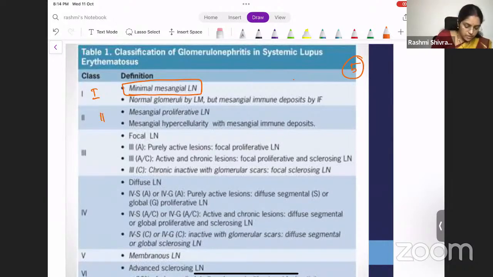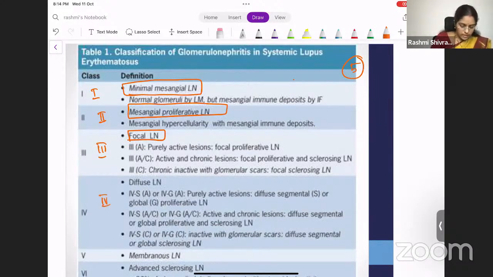The second one will be mesangioproliferative lupus nephritis. Mesangial cells will be hypercellular. There is proliferation of the mesangial cells as well as some immune deposits in the mesangium. So first is minimal mesangial, second is mesangial proliferative. The third one will be focal lupus nephritis.